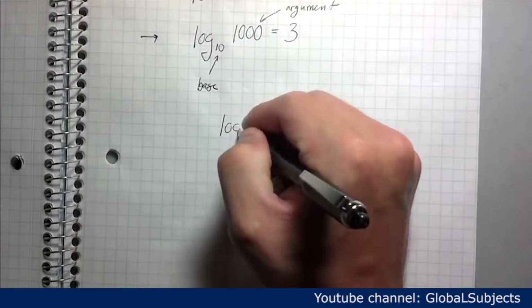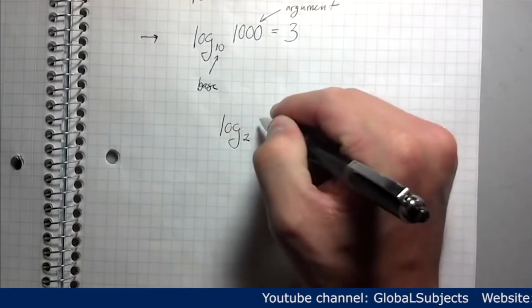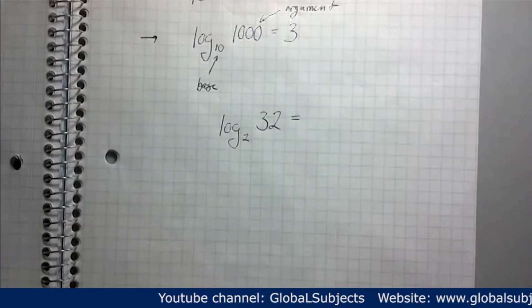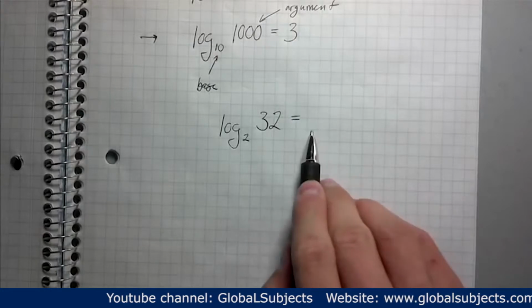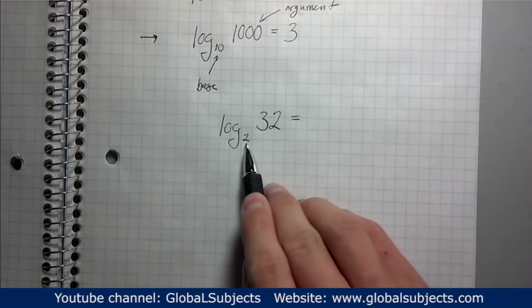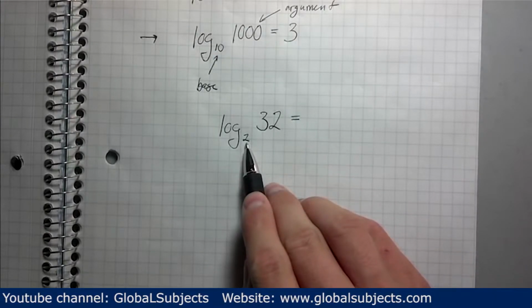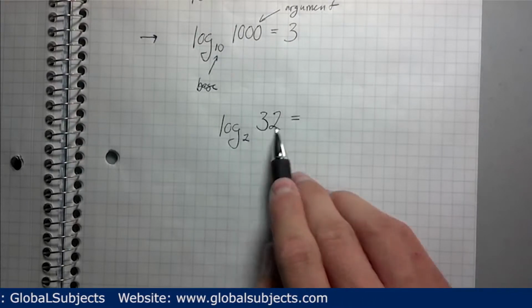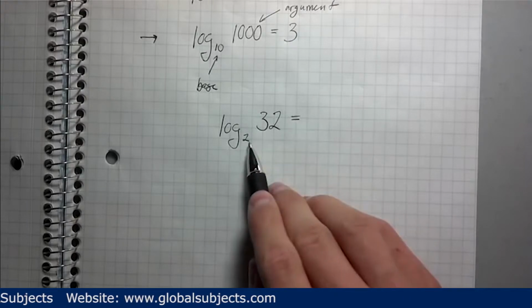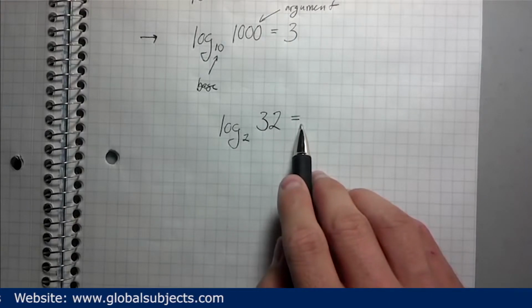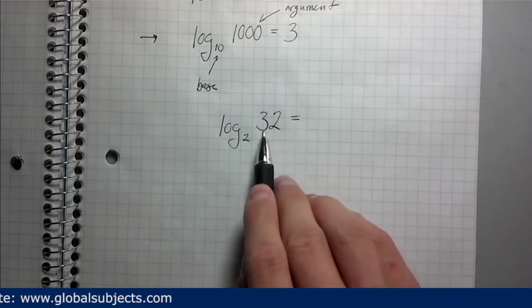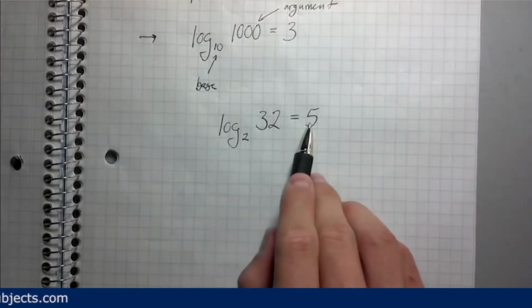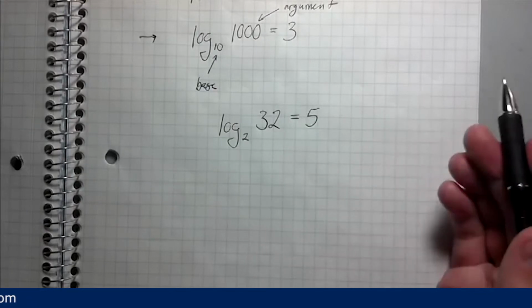If I had logarithm base 2 of 32, what would this equal? To answer this question, we need to think about what number does 2 need to be raised to the power of in order to be 32, right? Well, 2 to the 1 is 2. 2 to the 2 is 4. 2 cubed is 8. 2 to the 4th is 16. 2 to the 5th is 32. Oh, look, this is 32, so I know that log base 2 of 32 equals 5. Does that make sense?